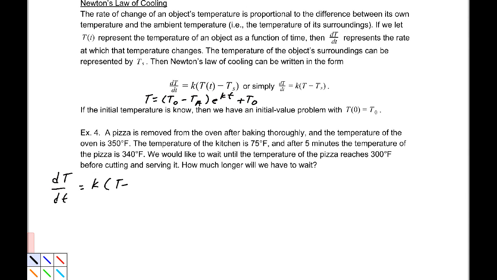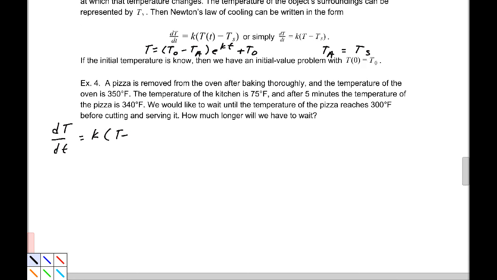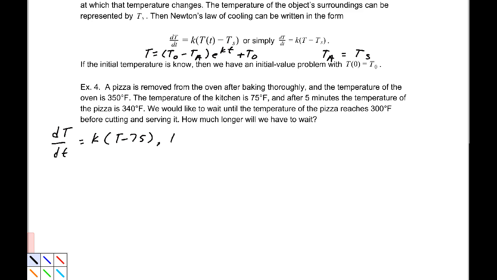So here Ta equals Ts, or I used a capital. Those two are actually synonymous. So here our ambient temperature is, no, it's 75. That's the 75. And we also know that T naught, or T of 0, is equal to 350. That is our initial temperature. So there's our initial value problem.